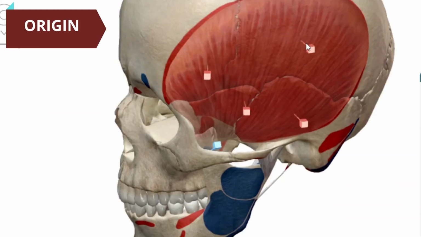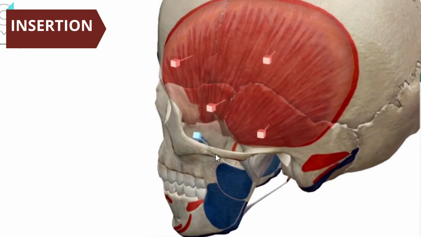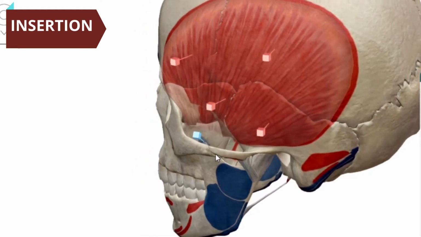Temporalis muscle. The temporalis muscle arises from the temporal fossa. This is the temporal fossa. The area above the zygomatic arch is known as the temporal fossa and the area below the zygomatic arch is known as the infratemporal fossa. So the temporalis muscle arises from the whole of the floor of the temporal fossa as well as the temporal fascia and is inserted into the coronoid process of the mandible.